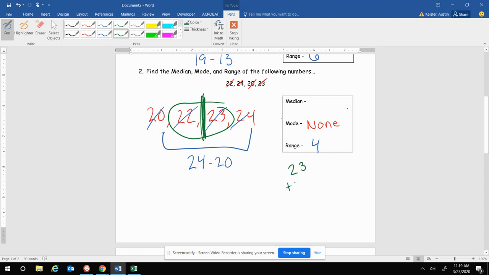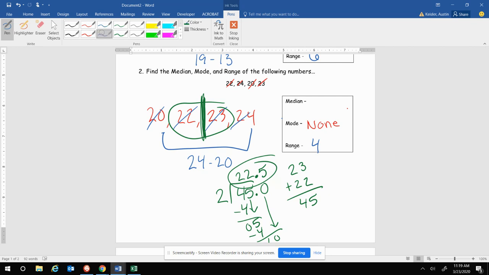So I'm going to do 23 plus 22, and I get 45. And then I'm going to divide by 2. So 45 divided by 2. 2 goes into 4 twice. And then 2 goes into 5 twice. I'm going to add a decimal and a 0 because I'm not done yet. But then I know that 2 goes into 10 5 times.